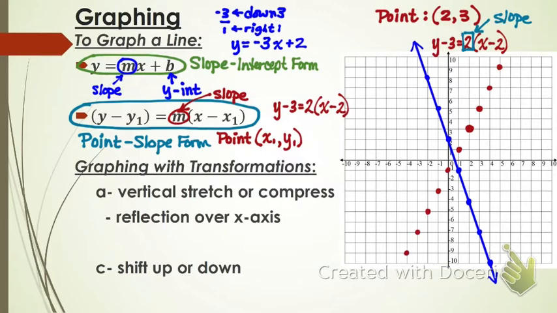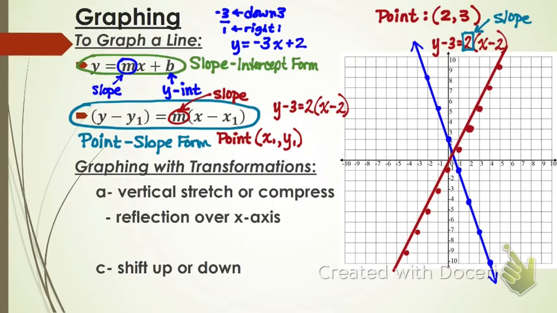If you wanted to, you can distribute, collect your like terms, put it in slope-intercept form, but that's going to be a lot more work. It's a lot easier if you can just look at that equation, you're like, oh, there's a point, here's my slope, and then you can go right to the graph without having to put it in slope-intercept form first. All right, let me connect my dots. And then we're going to talk about transformations of different types of graphs.